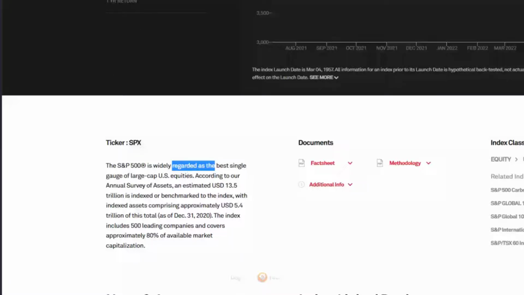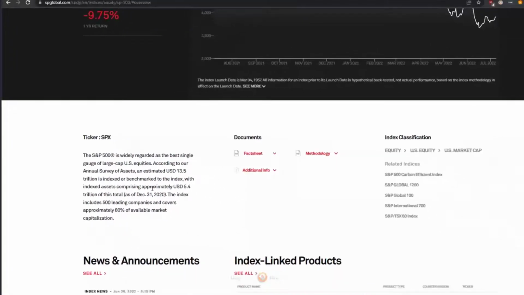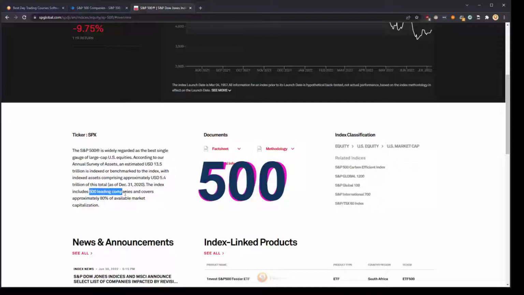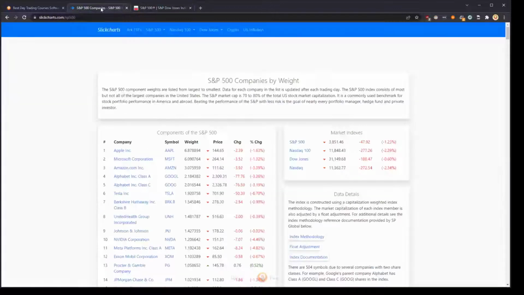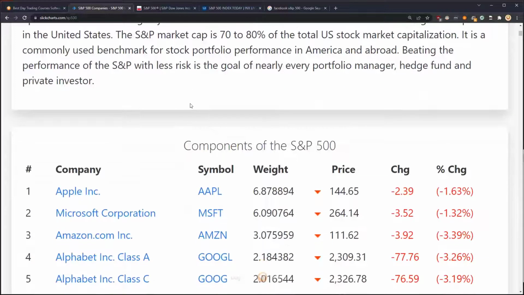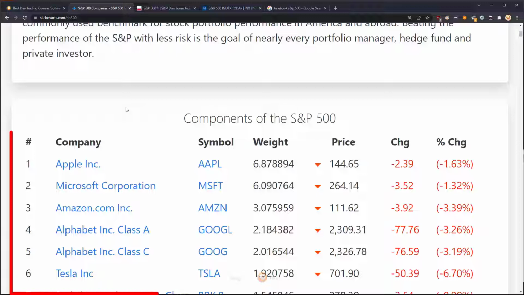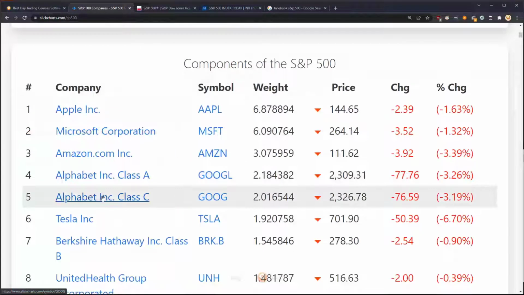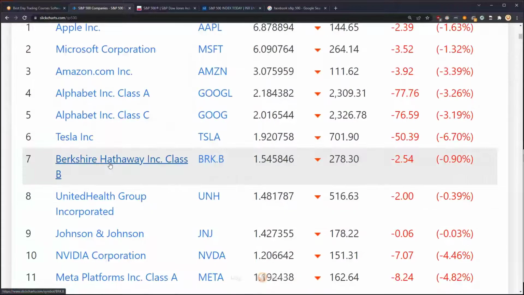That means that the S&P 500 is composed of U.S. companies. In fact, this index includes 500 leading U.S. companies and covers approximately 80% of available market capitalization. So what are those companies? The S&P companies by weight give us a measurement of what the top companies are, the percentage of market share for each. At the top of the list, Apple, followed by Microsoft, Amazon, Alphabet, parent company of Google, Tesla, Berkshire Hathaway, and so on.